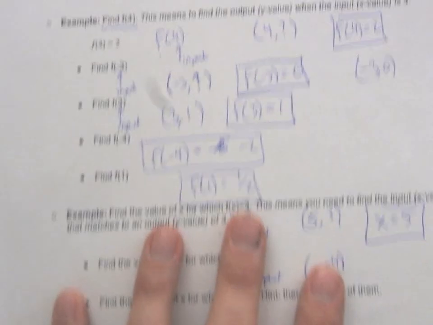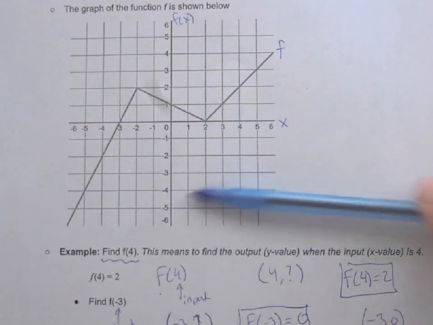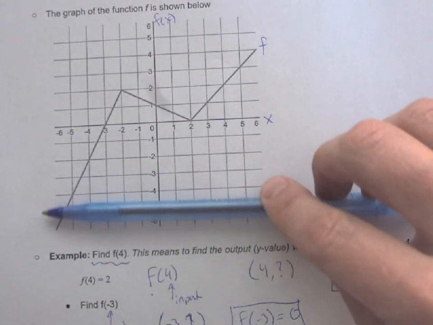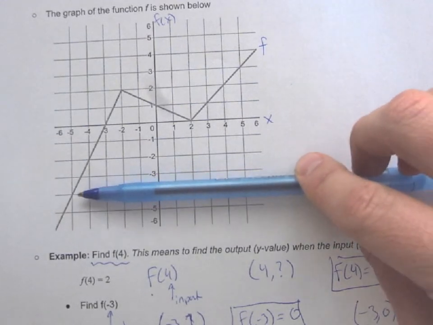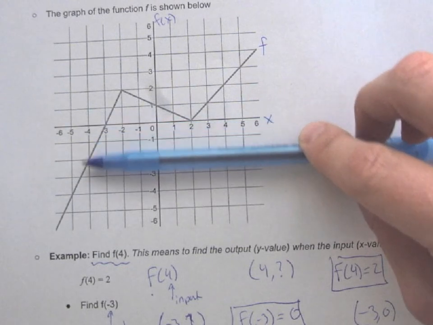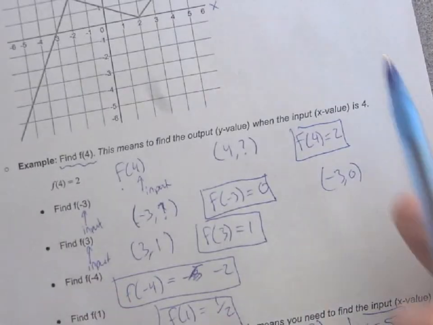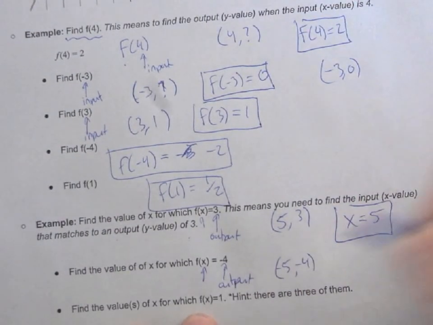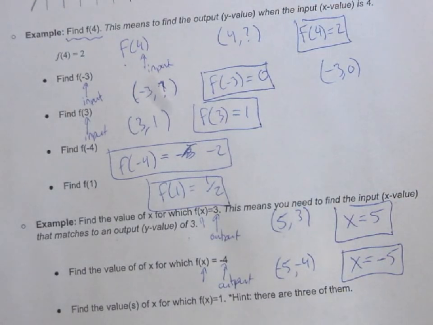So we need to go back to the graph, and we look at where y is -4. That's right here. So the input value, the x value that I need, is -5. To get down to -4, I need a value of -5. So back over here, we know that -5 goes with -4, and so x equals -5. That's the value of x we're looking for.